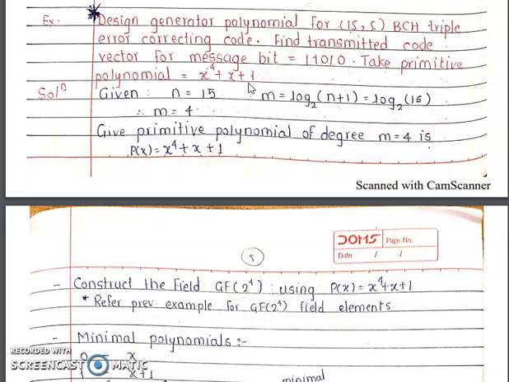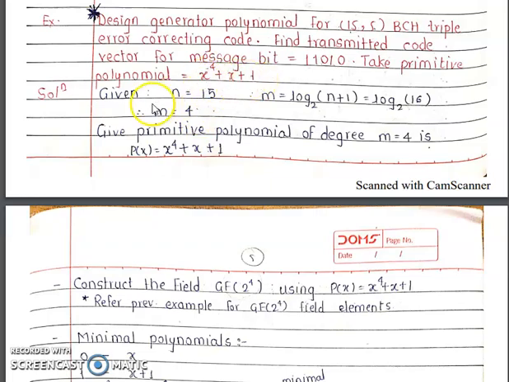If the primitive polynomial is not given, then according to the procedure we first find what m is, and according to m we decide which primitive polynomial to use. So for m equal to 4, always take the primitive polynomial as x raised to 4 plus x plus 1.